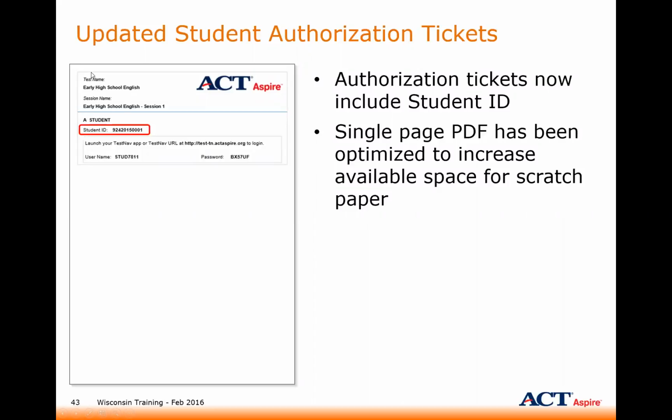You still have the option to print multiple PDFs per page, or use the CSV file. But if you do choose a single page PDF, we have optimized the white space available so that this can double as the student scratch paper. You can use that authorization ticket for the student scratch paper. Again, you can still print 4 or 10 authorization tickets per PDF, but the single page has more white space so that they can use it for their scratch paper.